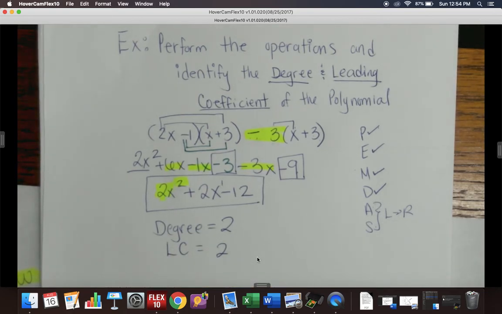Okay, so go ahead and practice a few on your own, and that should help you get through just our review of operations on polynomials.